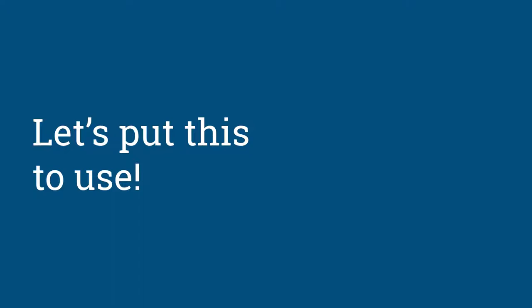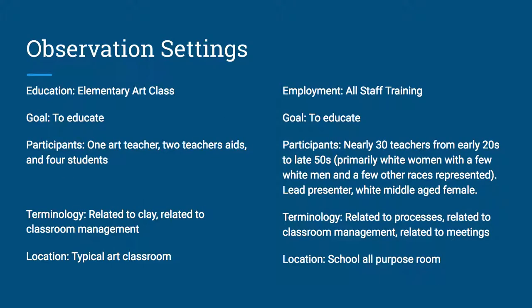Using the DCCRD, let's see how the same demand in two different observation settings can result in different controls with different consequences. Before discussing the main demand, let's briefly look at our settings. The first is an educational setting of an elementary art class. And the goal of this setting is to educate.